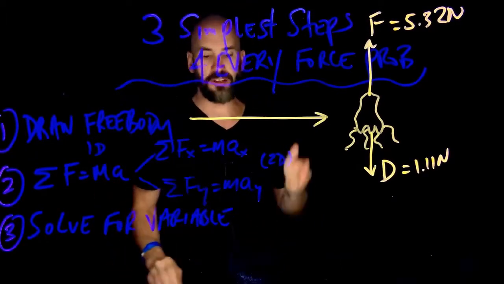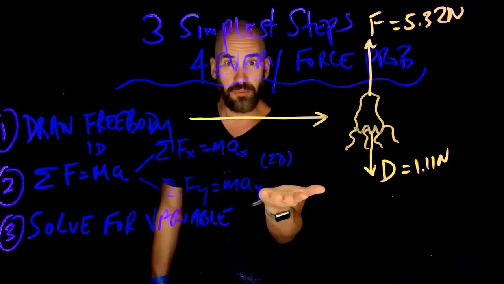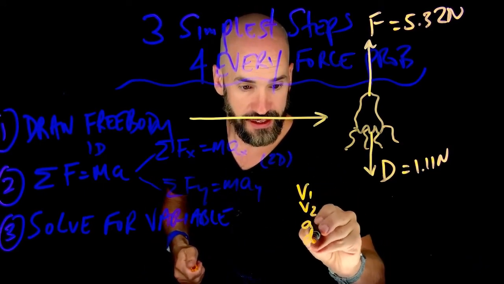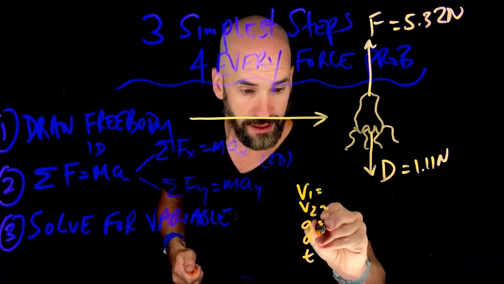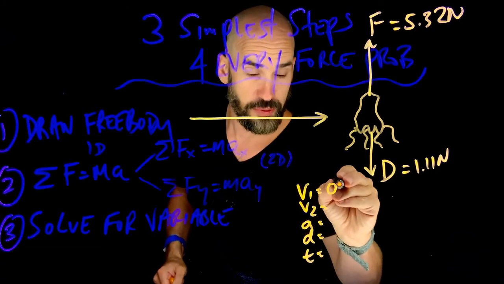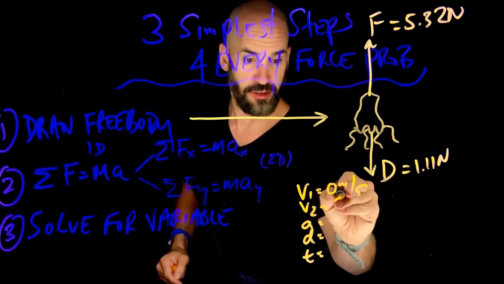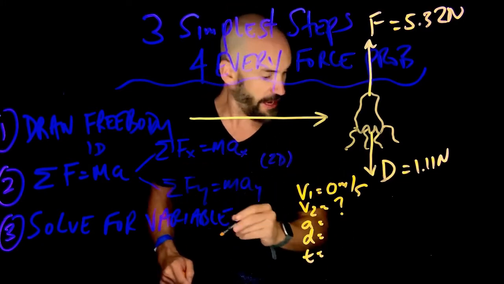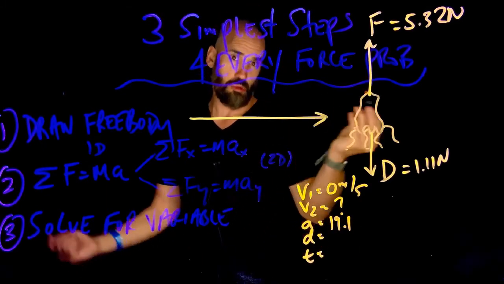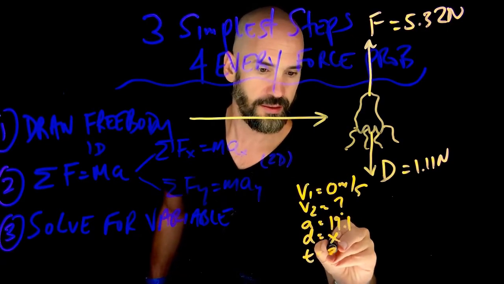Okay, so how fast will we be going after 3 seconds? That sounds an awful lot like a kinematics problem, right? So let's do it. We have V1, V2, A, D, T, right? We assume it's starting from rest, so it's 0 meters per second, right? We want to find out how fast it's going after 3 seconds, so that's our question mark. A is what we just found, 19.1, right? D is, we don't care, right? And T is the time, 3 seconds, right?